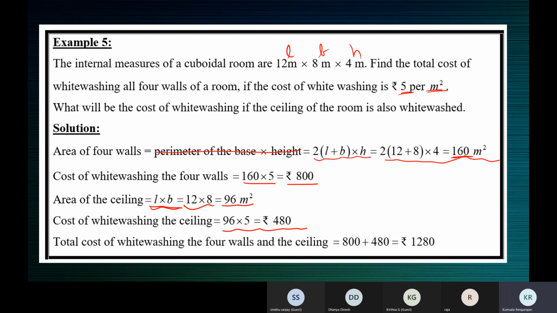The floor will not be whitewashed, right? The floor will be tiled. The 4 walls and the ceiling.